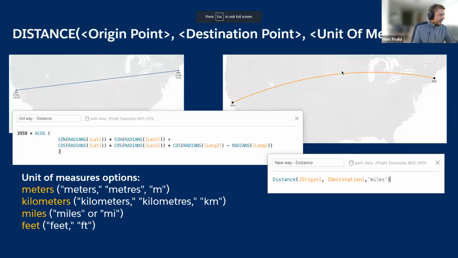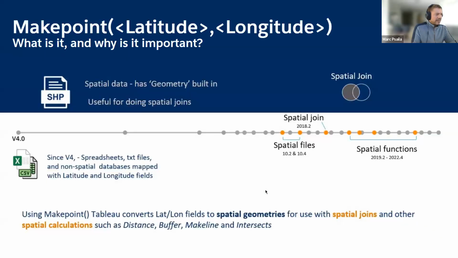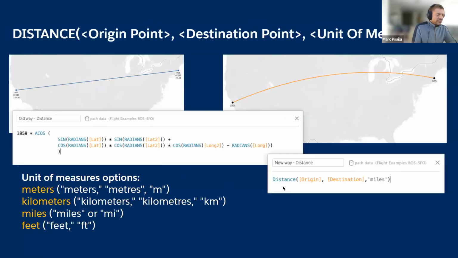In the past, the only way you could do that was to be an expert in trigonometry. You had to understand this kind of formula. That was the old way to calculate the distance. I think it was somewhere in 2019.X. There was this, sorry, going backwards, this distance function.